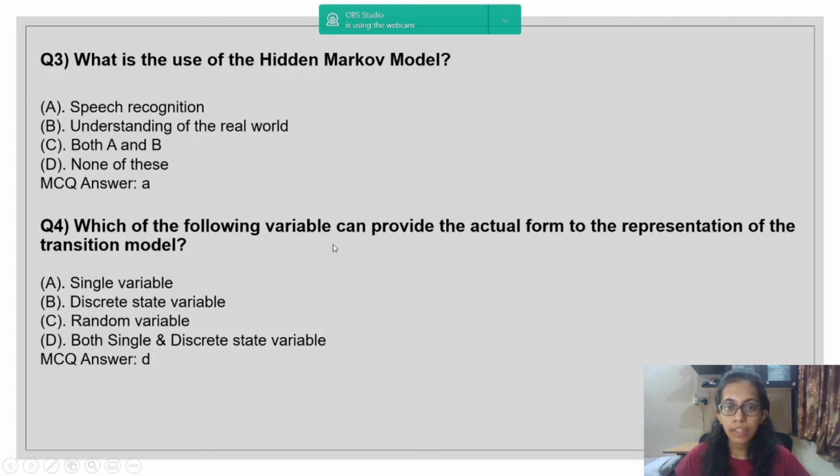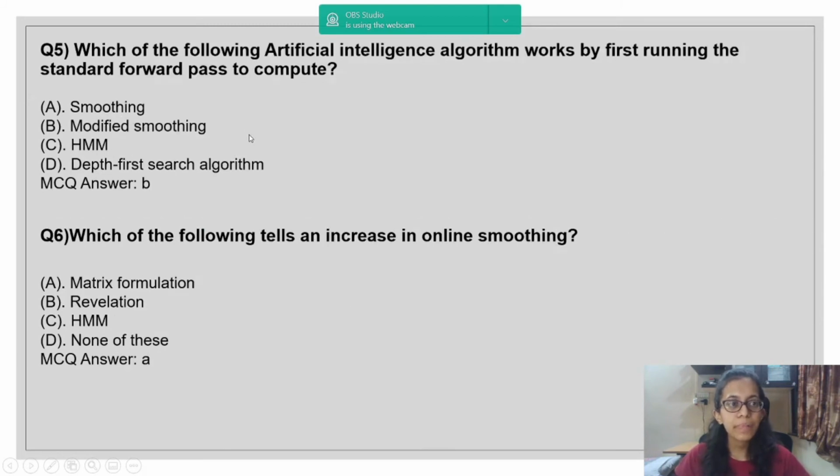Which of the following variables can provide the actual form to the representation of transition model? Here the answer is single and discrete state variable. Single variable is when the variable has one value, and discrete state variable is when that variable has a value that can be counted in a finite amount of time. So both of them are the right answers. The answer is D.